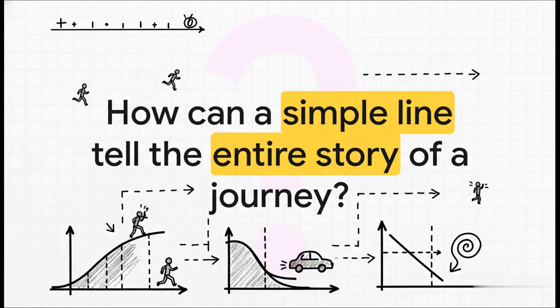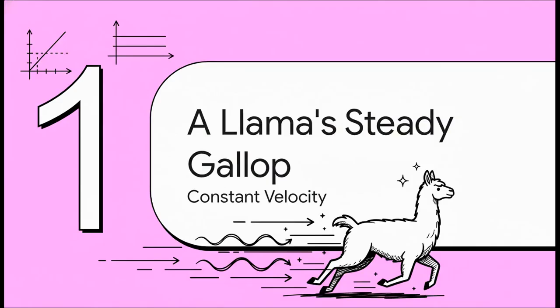Every single time you walk or run or even drive your car, you're creating a story of your position, your speed, and your acceleration. Well, motion graphs are the language we use to write that story down, and by the end of this, you're going to be totally fluent. All right, let's start with the simplest story you can tell: constant velocity.